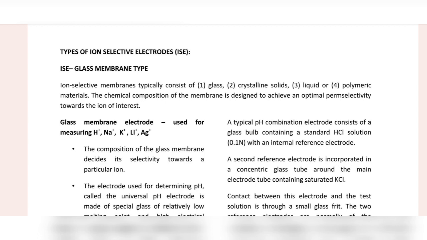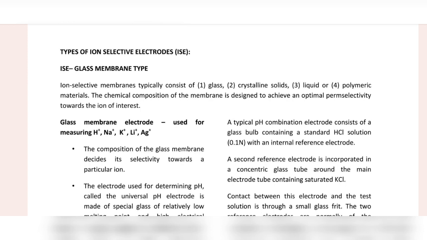Now let's discuss the types of ion selective electrodes. The ion selective electrodes are classified into different types on the basis of the type of membrane present in a particular electrode. The electrodes may be glass type or glass membrane electrode, crystalline solid membrane electrode, liquid membrane electrode, or polymer membrane electrodes. So the first type is the ion selective electrode, glass membrane type.